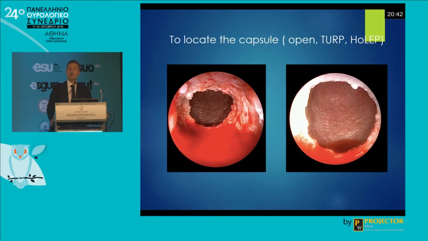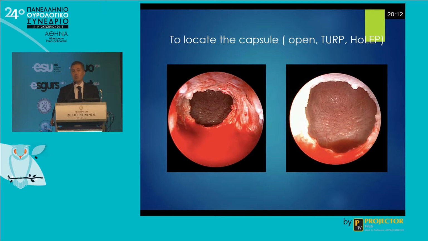During the open surgery, there's no problem to locate the capsula. You can easily feel it with your finger. But during TURP, is it easy to locate the capsula? It's not possible. But during HOLEP, you have to locate the capsula. If you are not able to locate it, you are using a wrong technique.